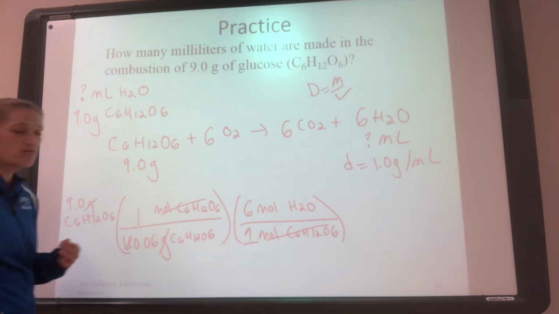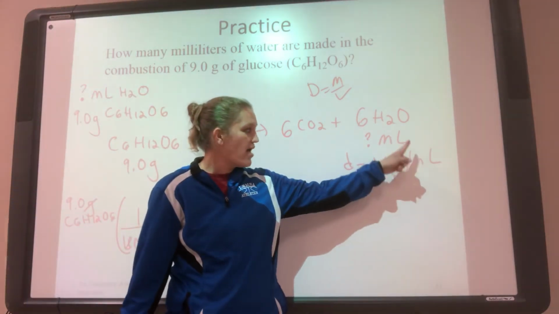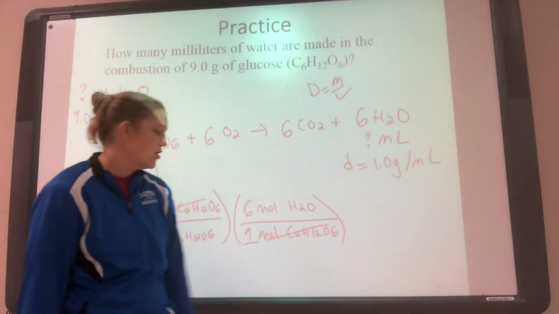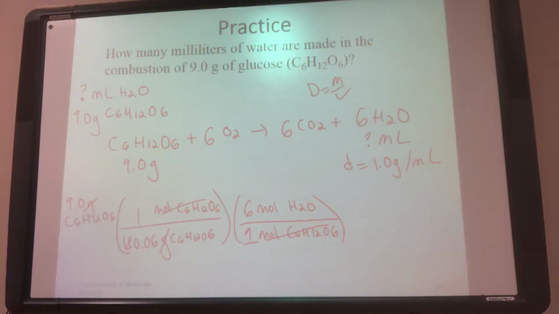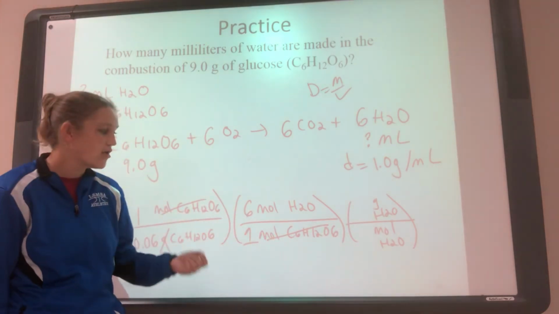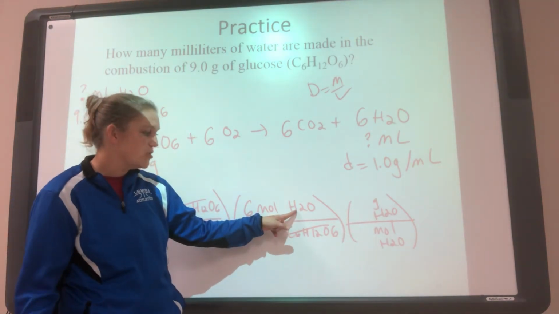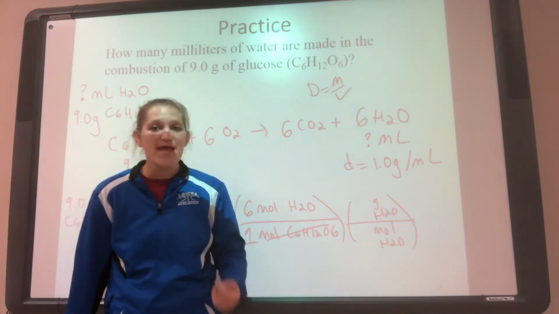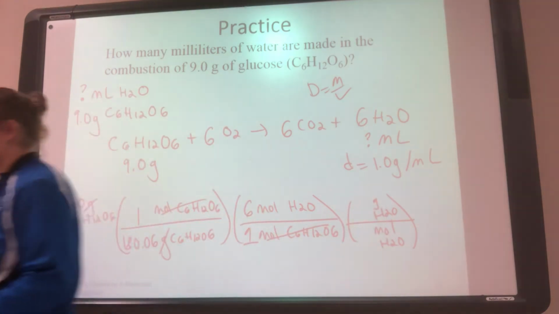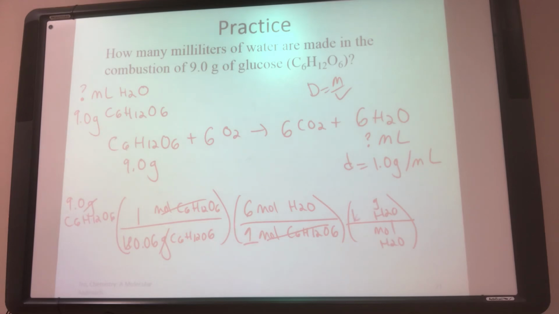So if that's 1 gram per milliliter, my volume units match, but my mass units don't. These are in moles, and my density is in grams. So I need to convert these moles to grams. So moles of water need to go to grams of water. How do I go from moles to grams? The periodic table, the molecular weight. So 2 times hydrogen is about 2, plus oxygen is 16, so that's going to give me 18. Does 18 go on top or bottom? It's going to go on the top because it goes with the grams. So my 18 grams on top, my 1 mole on the bottom. So moles of water cancel.